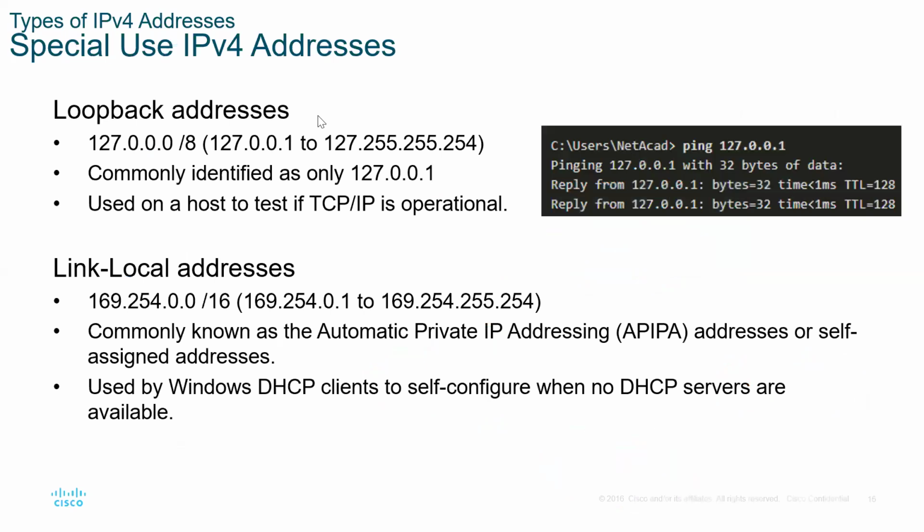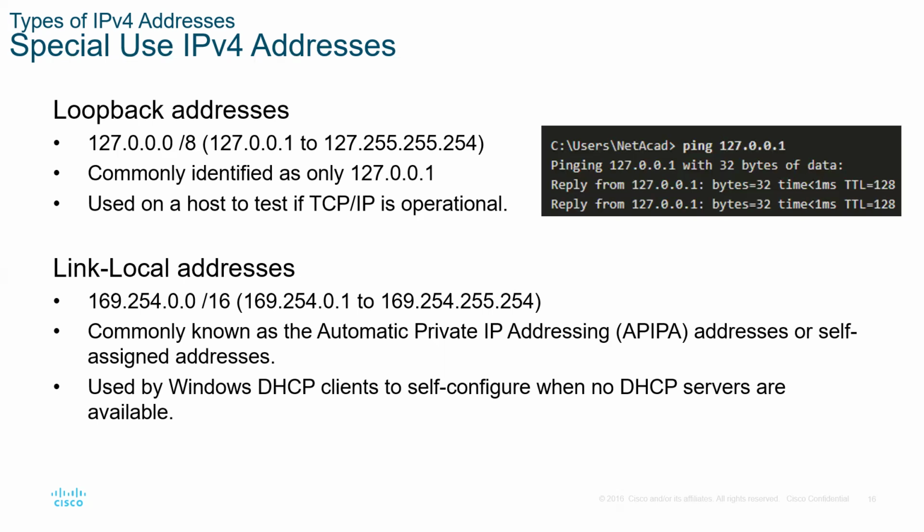Special use IPv4 addresses. All right, we're continuing with looking at types of IP addresses. We have talked about private, public, unicast, and broadcast. We now look at what we call a loopback address. It is an address commonly identified by 127.0.0.1, and it is used on a host to test if TCP/IP is operational.